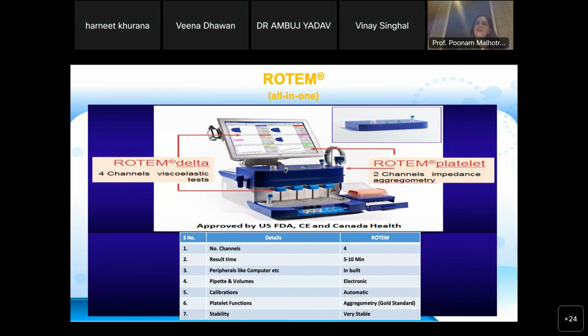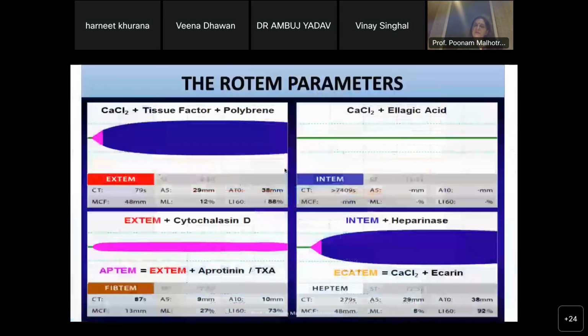Can we go to the next one? So here again, 2-3 cases that I wish to discuss. This is your normal rotum curve. Here, what are we seeing? That the FIBTEM level, here it's INTEM, which shows heparin influence. The INTEM with heparinase, if I give heparinase or I give ECA-10, this is the only machine which has ECA-10 for Vivaldi.